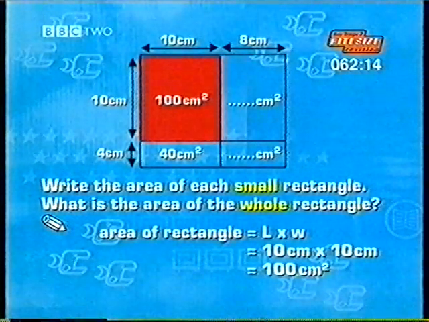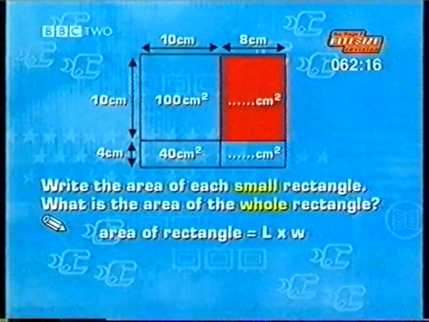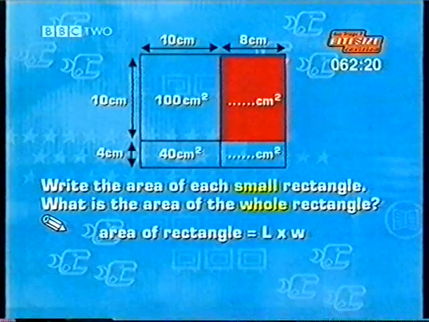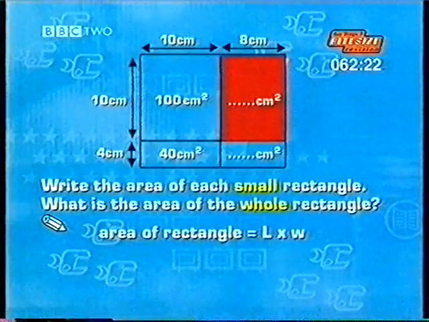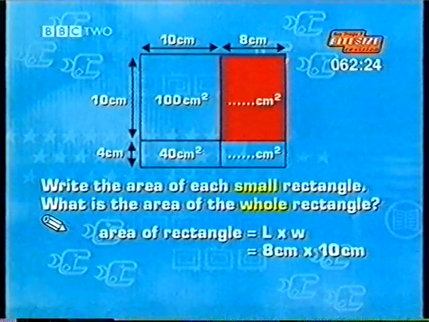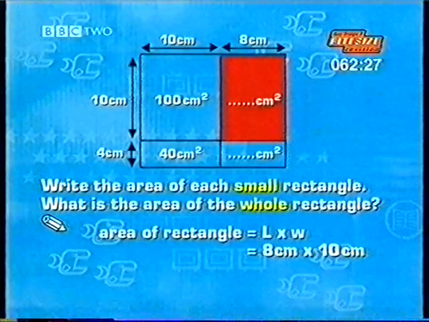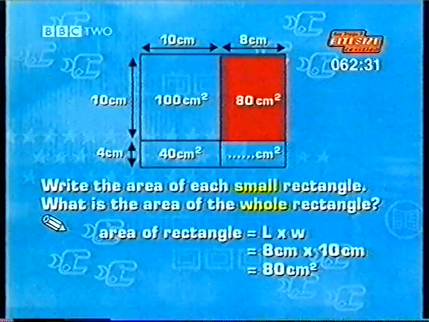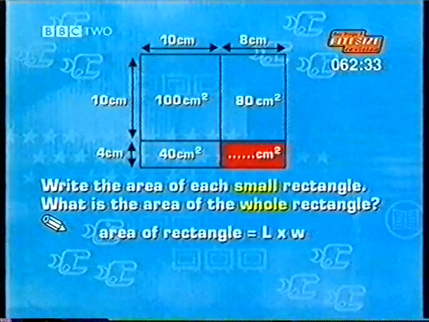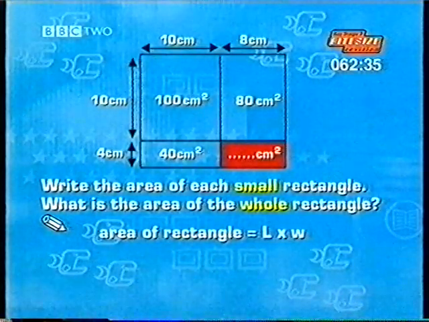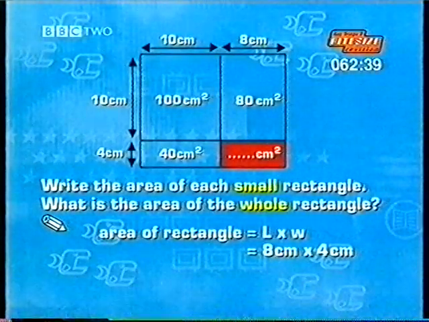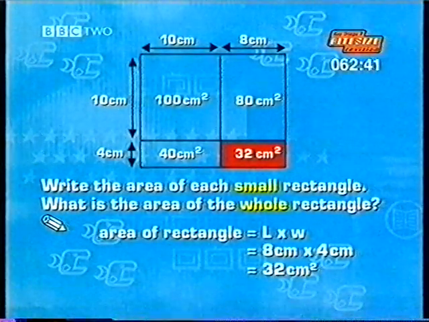Now look at the rectangle next to that square. That has a length of 8 centimetres and a width of 10 centimetres. So its area is 8 multiplied by 10. So that's 80 square centimetres. Finally, the rectangle below that has a length of 8 and a width of 4. So its area is 8 multiplied by 4, which is 32 square centimetres.